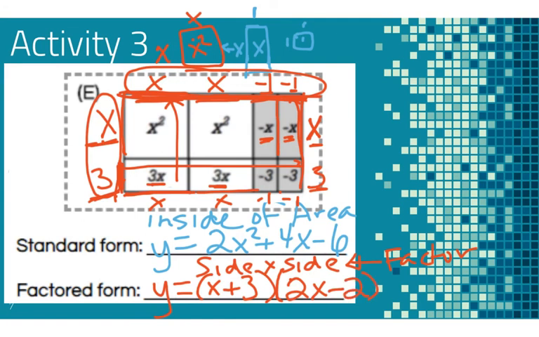So again, the top one is in standard form. That's just adding all of the areas together, all of the insides. And for the second one, I am actually writing that same equivalent expression, but I'm writing it out as factors. So if I were to multiply x plus 3 times 2x minus 2, you better believe it would give you the standard form of 2x squared plus 4x minus 6.